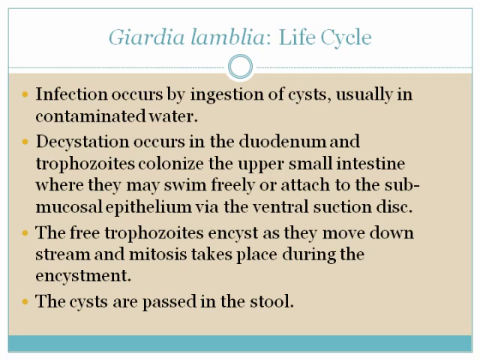Infection occurs by ingestion of cysts, usually in contaminated water. The cysts then excyst, and this occurs in the duodenum, and the trophs colonize the upper small intestine, where they may swim freely or attach using their suction disc. The free trophozoites encyst as they move downstream, and mitosis takes place during the encystment, and then the cysts are passed into the stool.